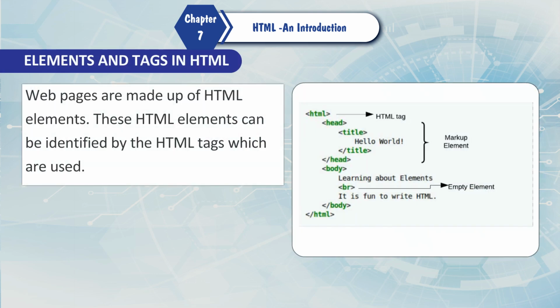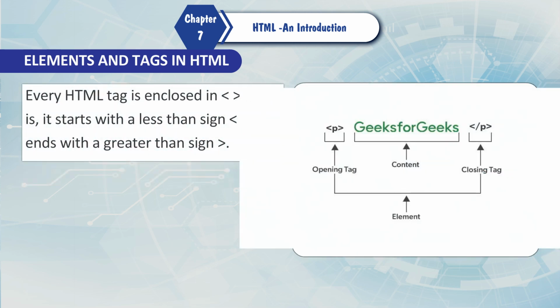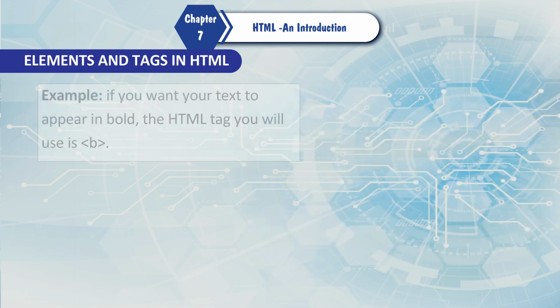Elements and tags in HTML. Web pages are made up of HTML elements. These HTML elements can be identified by the HTML tags which are used. Every HTML tag is enclosed in less than and greater than signs, that is, it starts with a less than sign and ends with a greater than sign.